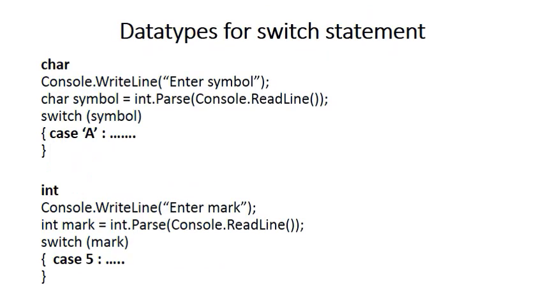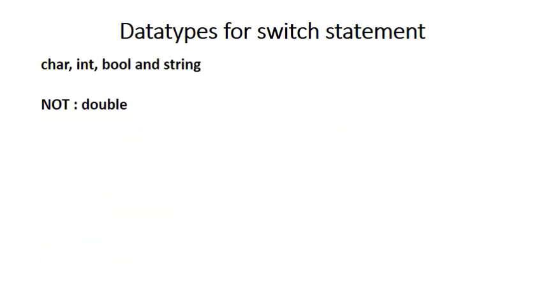There are certain data types that you are allowed to use in a switch statement. For example, the char and the int are the two that you will probably use the most. Notice the difference between them. For the char, you say case and then in quotes A, because that's how you determine a char. But if you have an int at the bottom, it's just case 5 without the quotes because you're working with a normal number.